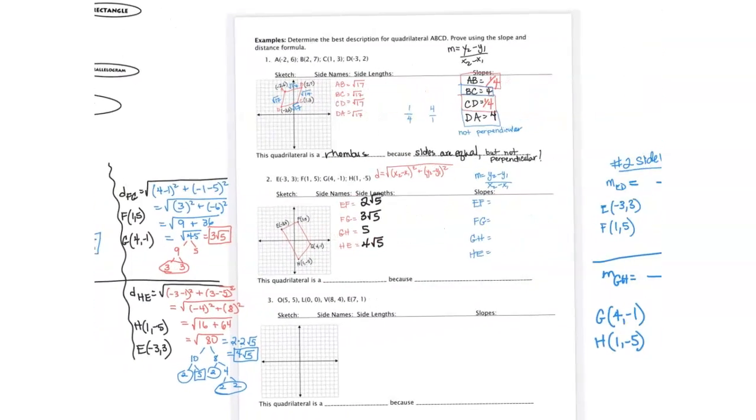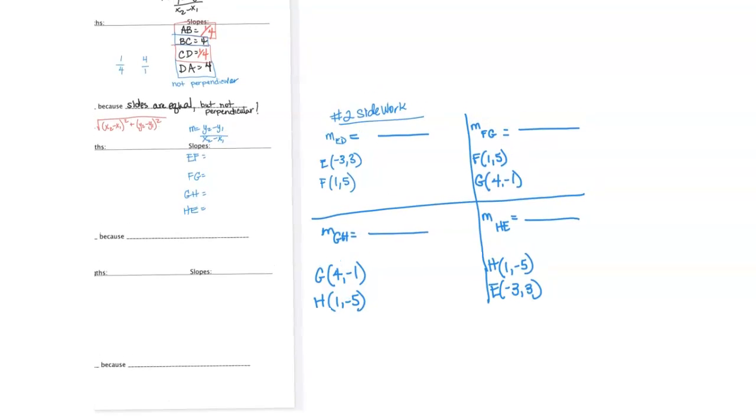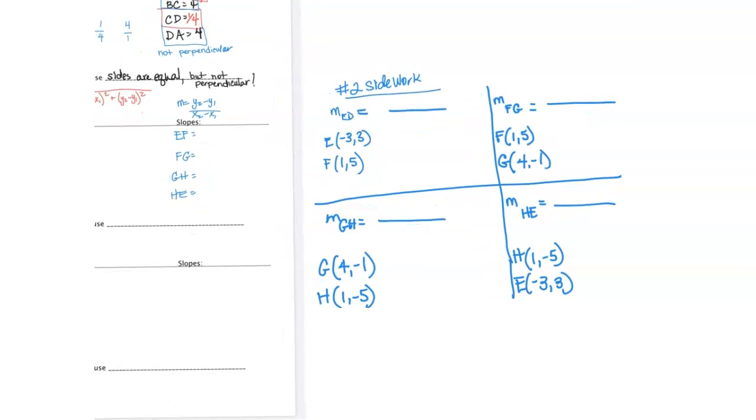Alright, if we continue and look at our slopes, we have our side work for figuring out the slopes. To find the slope, we'll take our y2 minus y1 over x2 minus x1 for each of our little problems here. So this should be EF, I'm sorry, EF. So we should have 5 minus 3 over 1 minus negative 3. 5 minus 3 gives us 2 over 1 minus a negative 3 is 4. 2/4 reduces to 1/2. So this slope is 1/2.